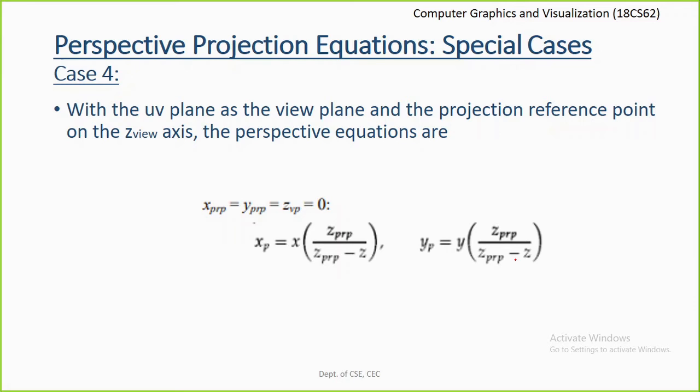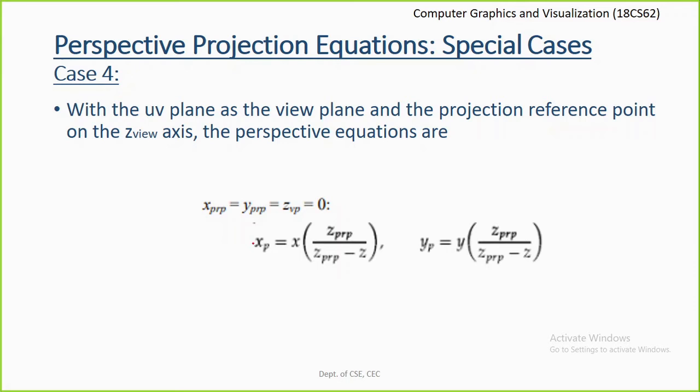So how do you understand these terms? The x coordinate on the view plane is given as the x coordinate of a given point into the numerator here, the z coordinate of the projection reference point, divided by the difference of the z coordinates between the projection reference point and the actual point which should be projected. Z is the z coordinate of the actual point which should be projected. ZPRP is the z coordinate of the projection reference point. This is the z coordinate where the projection paths are going to converge. Similarly, YP is equal to the y coordinate of the point into ZPRP divided by ZPRP minus Z.